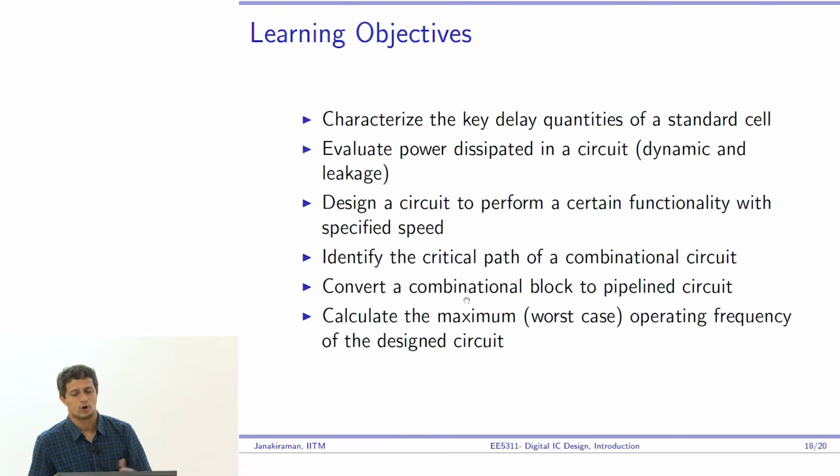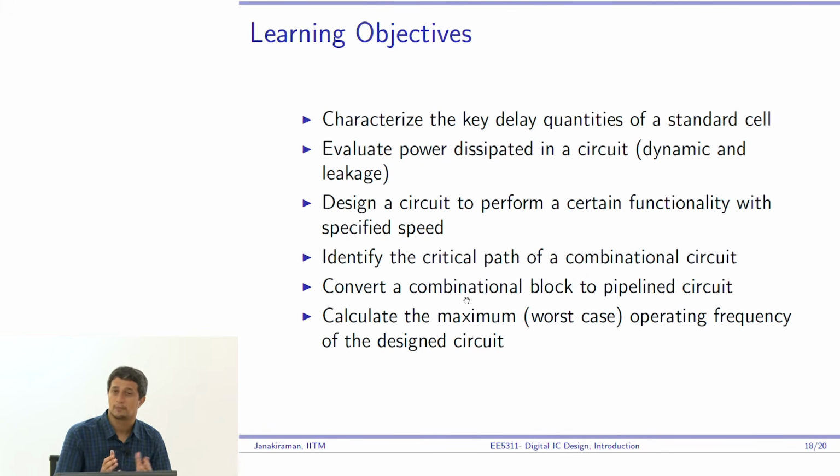Identify the critical path of the combinational circuit, then convert a combinational block to a pipeline circuit. Pipelining is another fantastic concept where you can improve the throughput of your system. How do you do that, right? Where do you go and put your flops? How do you make sure that the circuit throughput can double, triple and so on, right? Then you should be able to calculate the maximum worst case operating frequency of a designed circuit, okay? These are the learning objectives. After we are done with this course, we'll come back and revisit this to make sure that you are comfortable answering all these questions.